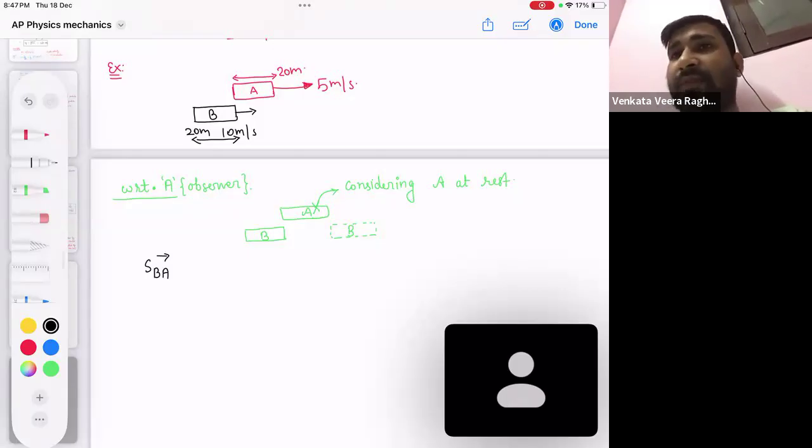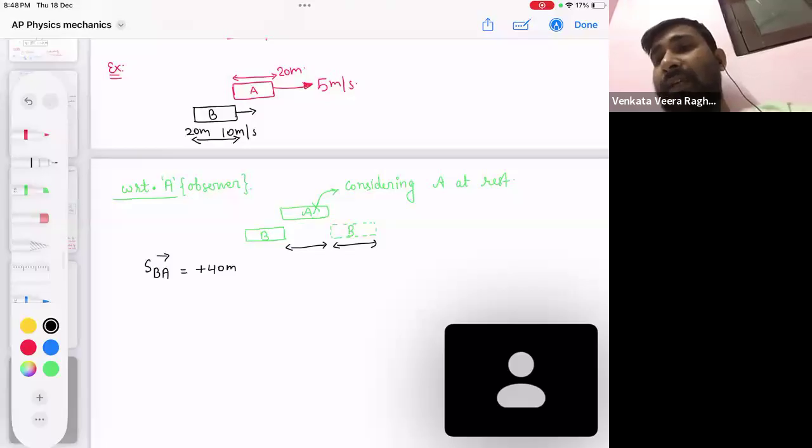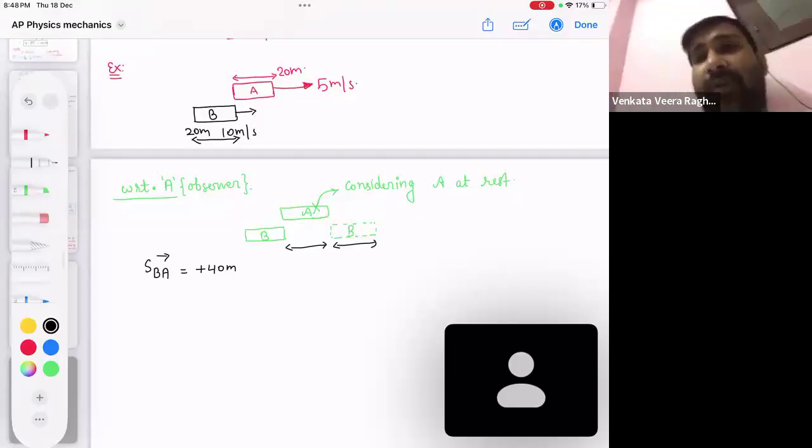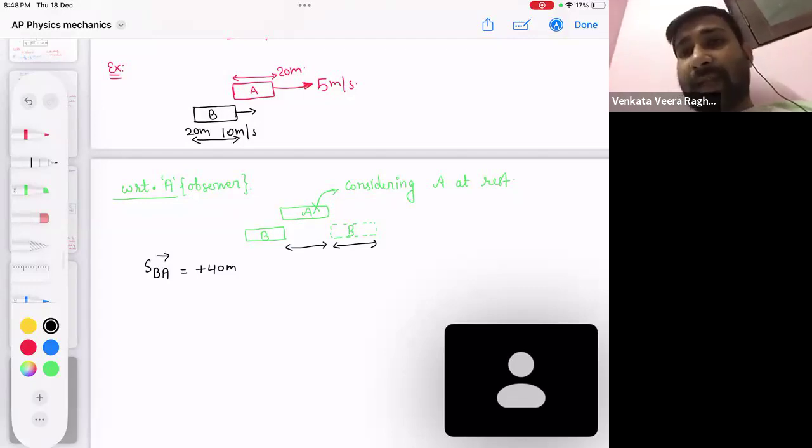Is that actually 40 meter? Please check it. This is 20 meter, this is another 20 meter. Can I say that? Plus 40 meter. Please tell me, do you understand that the displacement of B with respect to A for overtaking to complete is going to be plus 40 meter? What is the initial velocity of B with respect to A?